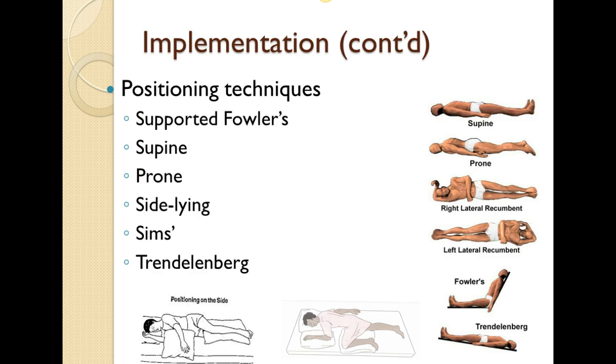This slide looks at different positioning techniques. In the supported Fowler's position, the head of the bed is elevated 45 to 60 degrees and the patient's knees are slightly elevated without pressure to restrict circulation in the lower legs. Patients in the supine position rest on their backs. The patient in the prone position lies face or chest down.